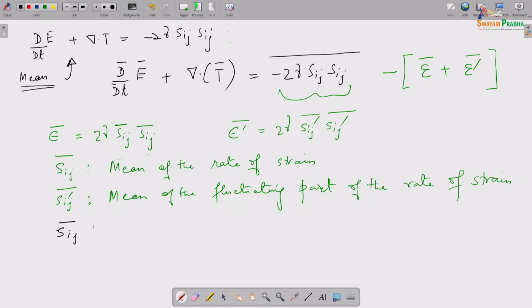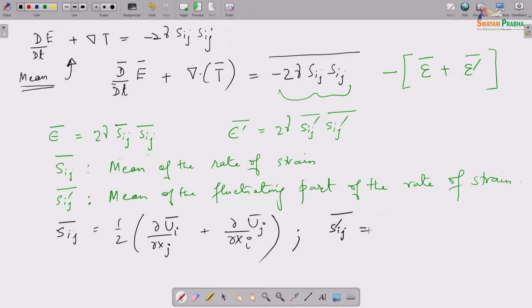the rate of strain is nothing but this. And the mean of the fluctuating part of the rate of strain again is nothing but that. Okay, now it has been found, how?